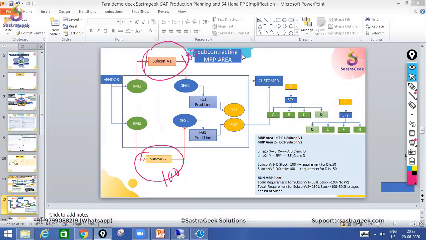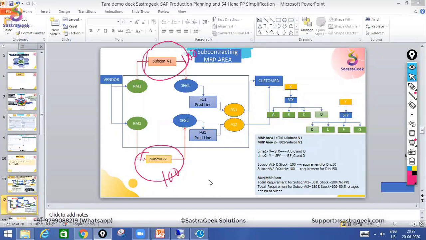Tara, this is Anshul. Can you hear me? Yeah, Anshul, go ahead. Tara, I just have a question: what if we don't have stock available in RM2 as well? Then how will the process go? Then we have to issue from RM1.